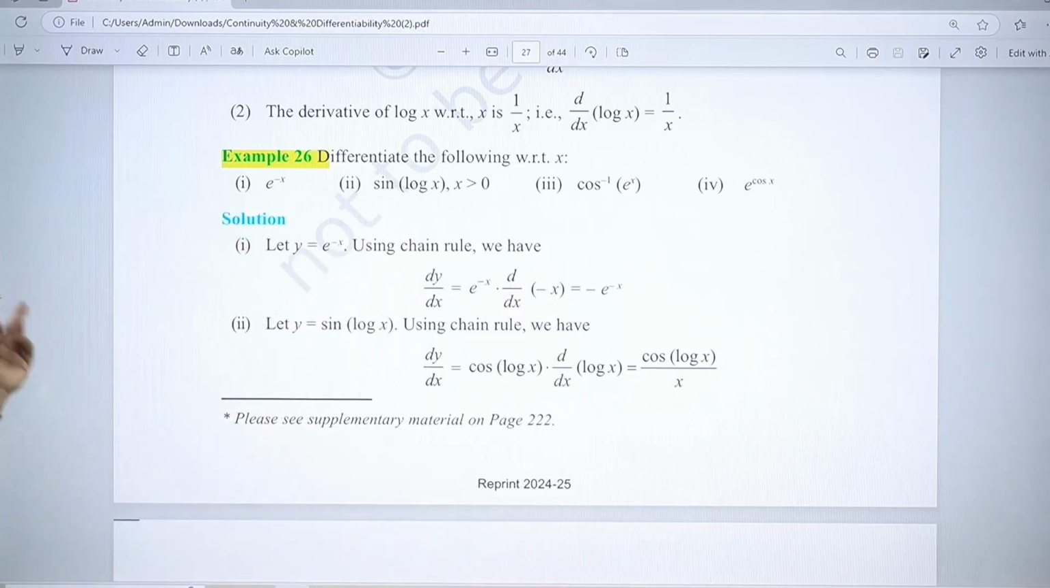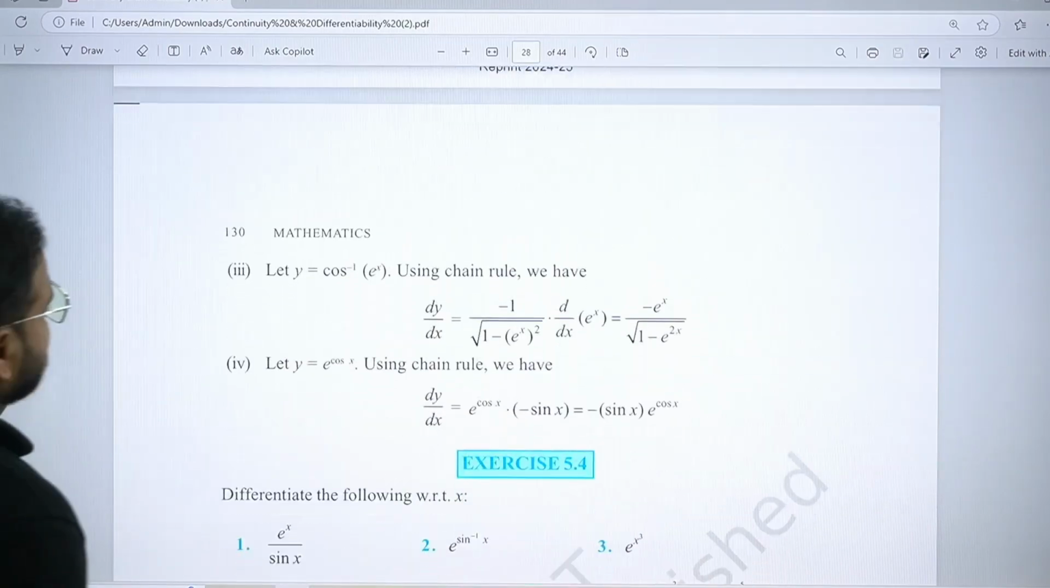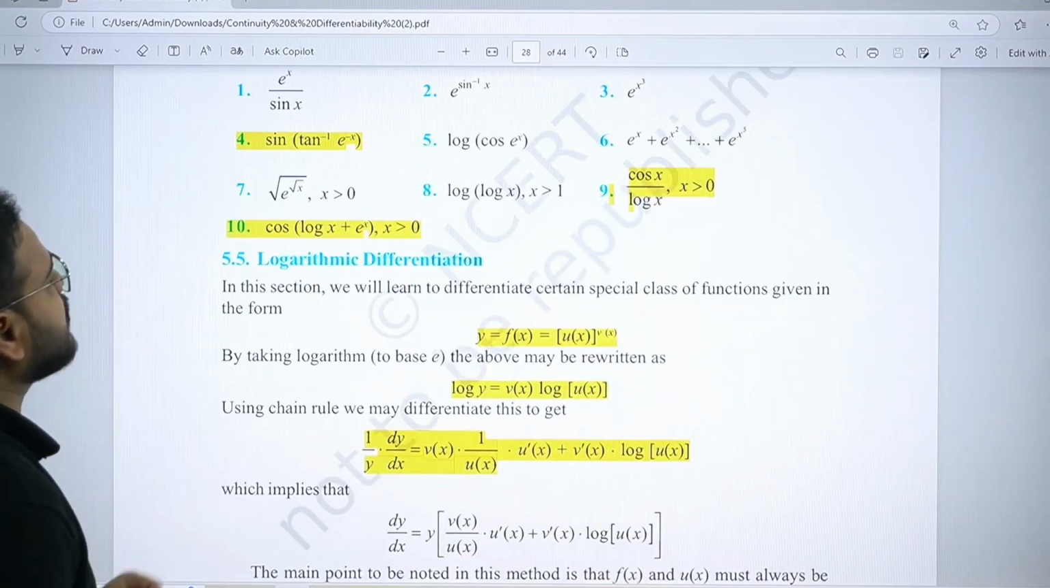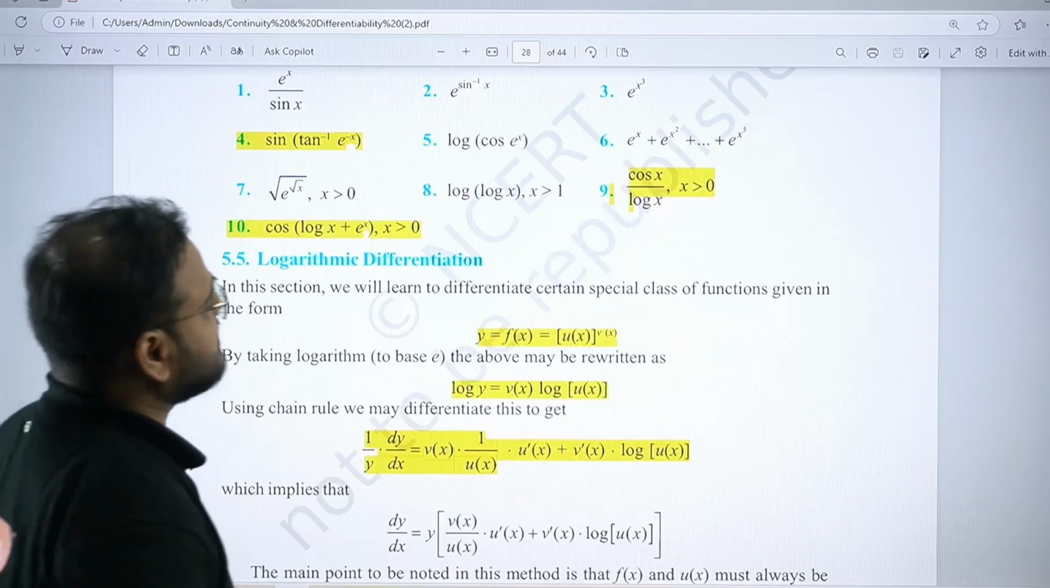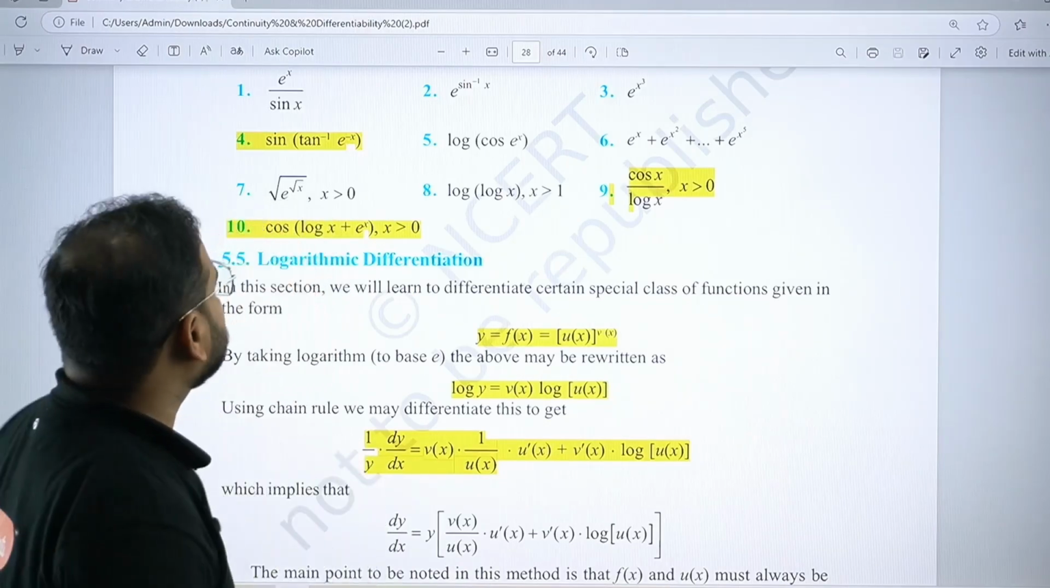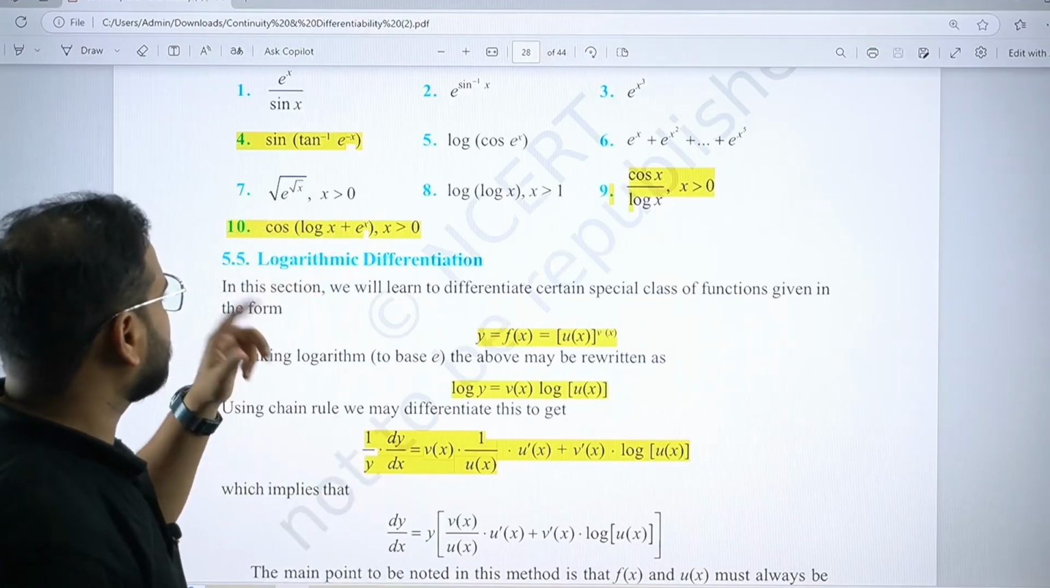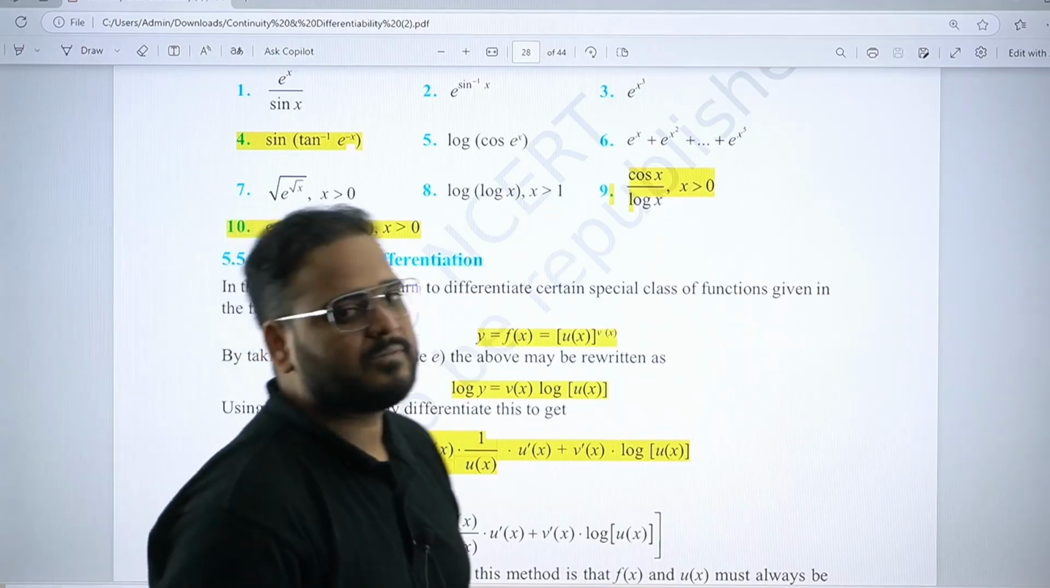Okay, so example number 26 I have marked here. Now exercise 5.4, I have marked some questions here, bachcha. 4, 10 and 9, simple questions are there. Please solve these. You can solve the 7th one also. 4, 7, 9 and 10. 7th one as well.